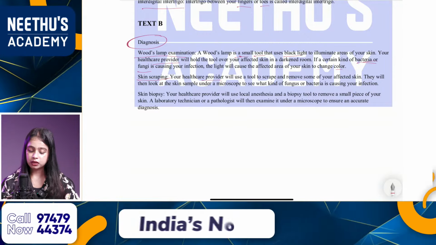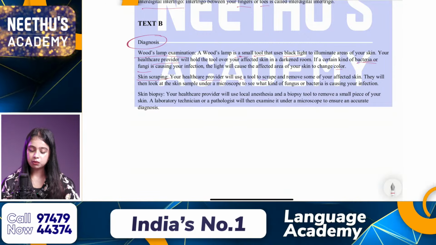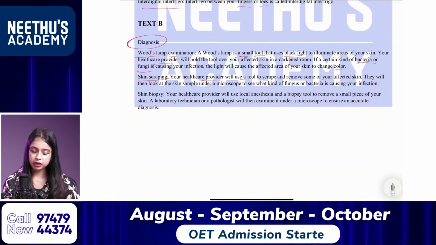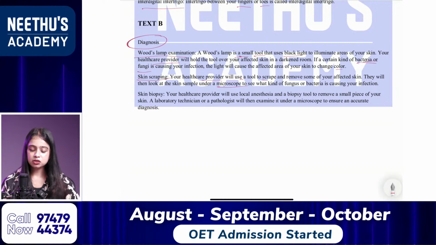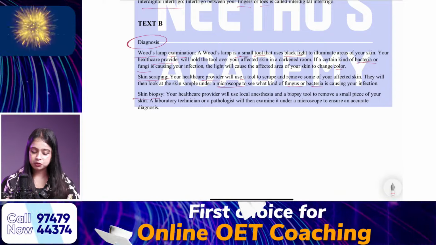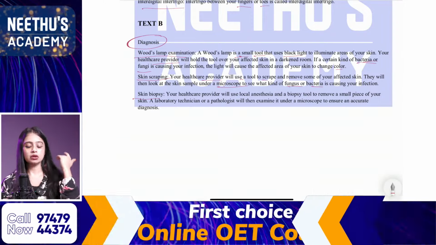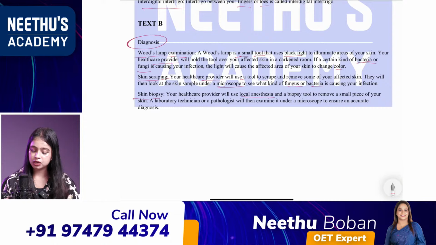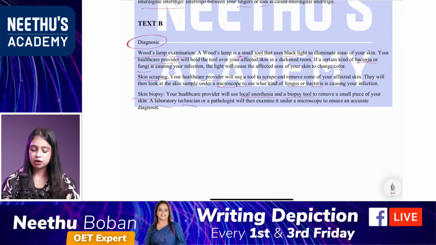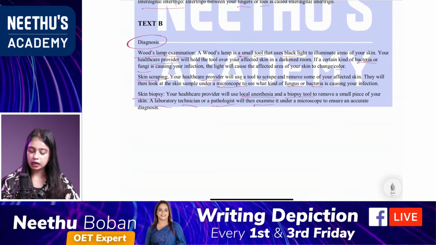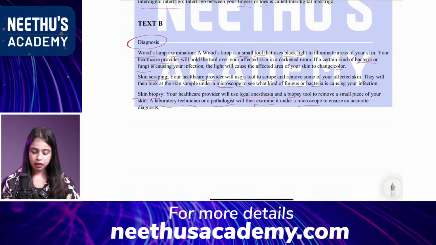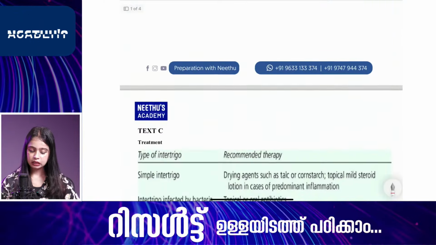Then skin scraping. Your healthcare provider will use a tool to scrape and remove some of your affected skin. They will look at the skin sample under a microscope, so that is the name of a device, to see what kind of fungus or bacteria is causing your infection. Then skin biopsy. So what is skin biopsy? Your healthcare provider will use local anesthesia and a biopsy tool to remove a small piece of your skin. A laboratory technician or a pathologist will then examine it under a microscope to ensure an accurate diagnosis. So these are other keywords.